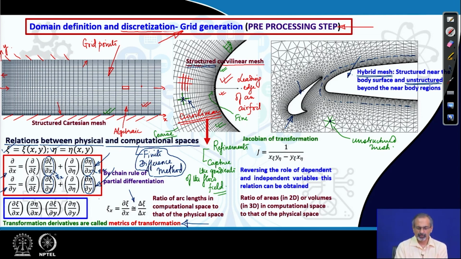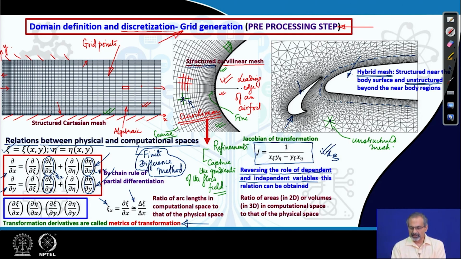So, that way the whole problem is transformed from a curved region in physical space to a rectangular region in computational space using these metrics of transformation. Again, there is something called the Jacobian of transformation, which is defined like this, and here you see that the partial derivatives are of an opposite manner. This is obtained by reversing the role of the dependent and independent variables. You can obtain this relation.